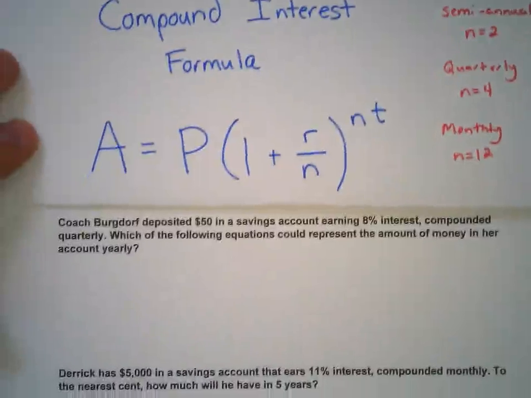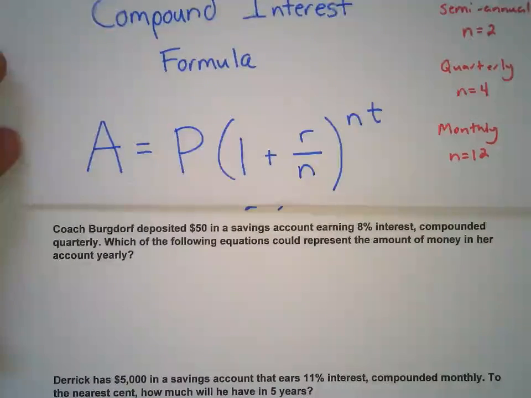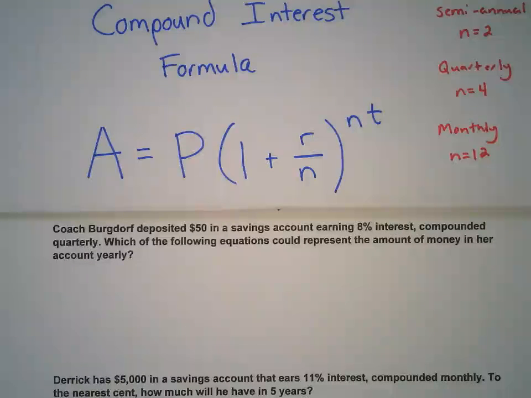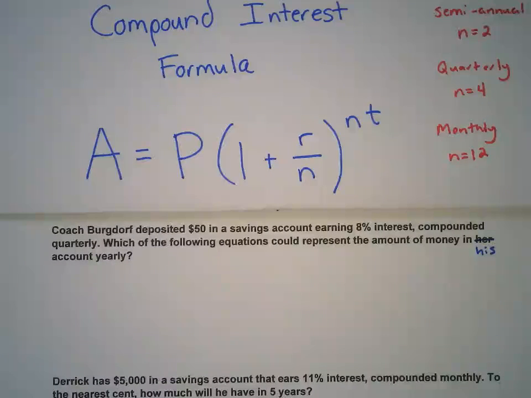Bring that down. It says Coach Bergdorf deposits $50 into a savings account, earning 8% interest, compounded quarterly. Which of the following equations would represent the amount of money in his account yearly? Because Coach Bergdorf is a he, and his account. So again, yearly kind of tells you the time there. But we really don't know the time. So let's take a look at it.